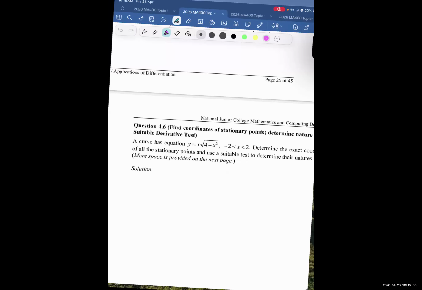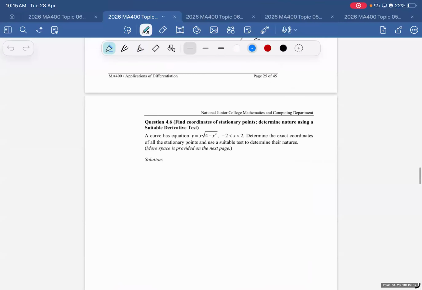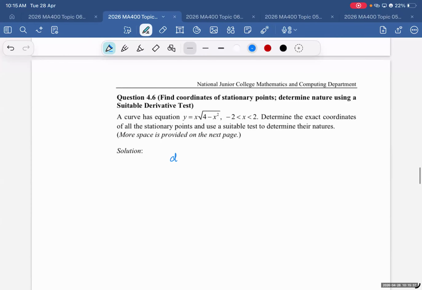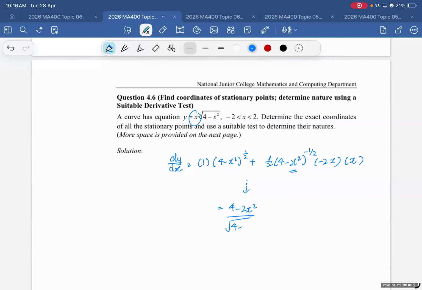Question 4.6. If you differentiate your dy/dx using the product rule, differentiate the left side, I get 1, times (4 minus x squared) to the power half. Differentiate 4 minus x squared: power goes in front, power drops by 1, differentiate inside, I have minus 2x, multiply by x. Eventually you simplify and get (4 minus 2x squared) over the square root of (4 minus x squared).